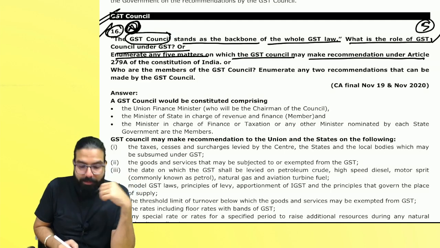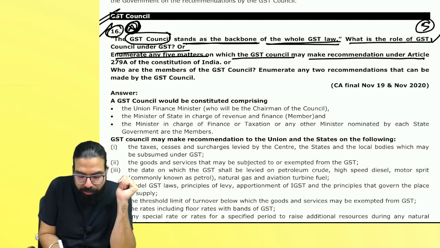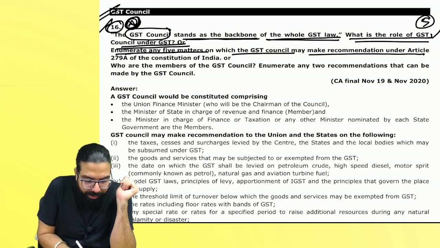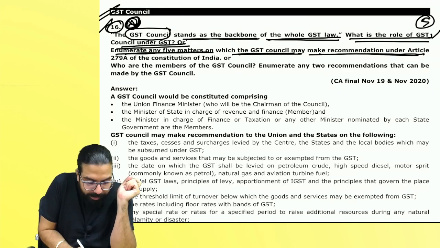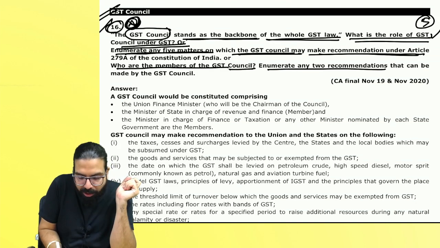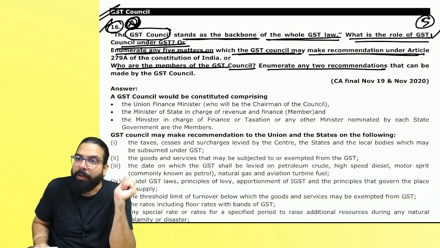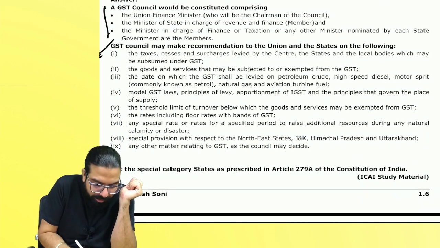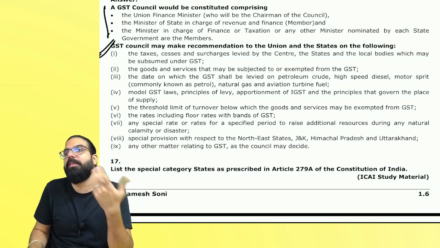Can I go ahead, everyone? The GST Council stands as the backbone of the whole GST law. What is the role of the GST Council? They are telling enumerate any 5 matters for which the GST Council can make recommendations. They may ask who are the members of the GST Council, or enumerate any 2 recommendations. So if they ask you about the members, you write about the members. Otherwise, you just say about the role or the function of the GST Council.